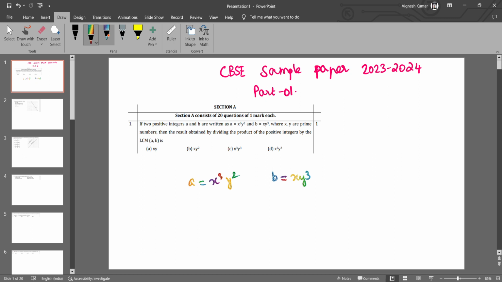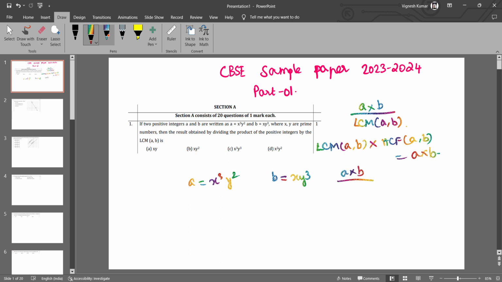So the required thing that we have to answer in this question is the product of a and b, a into b, divided by LCM of a, b. So from the first chapter we have this idea that LCM of a, b into HCF of a, b is equal to a into b. So using this idea, we have a into b divided by LCM of a, b is equal to HCF of a, b. Since the LHS of this equation is the required answer for this question, if we find the HCF of a, b, we'll arrive at the answer.